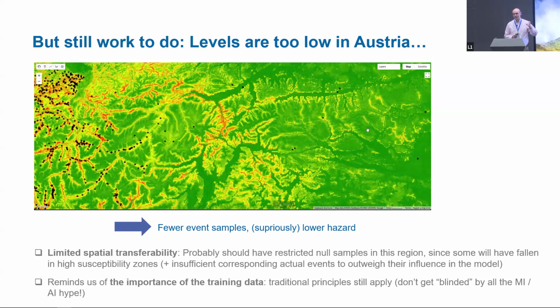And this also reminds us at a fundamental level of the importance of the training data. There's a lot of hype about machine learning, deep learning, etc., but it's not really a golden bullet, if you like. Really the traditional principles of statistics and statistical modeling still apply. We have to make sure that our training data are good and not be blinded by the hype.